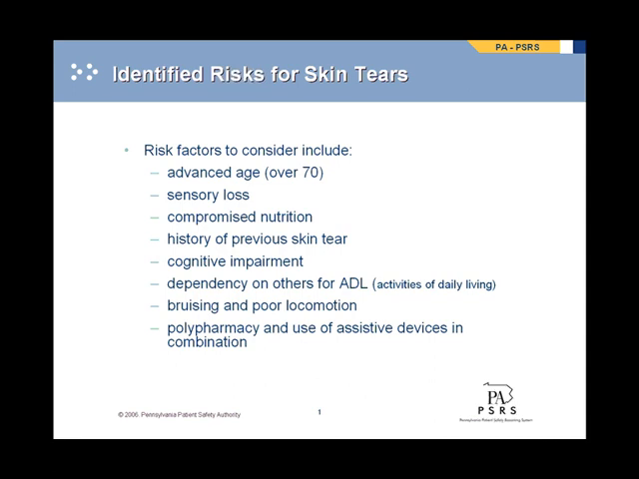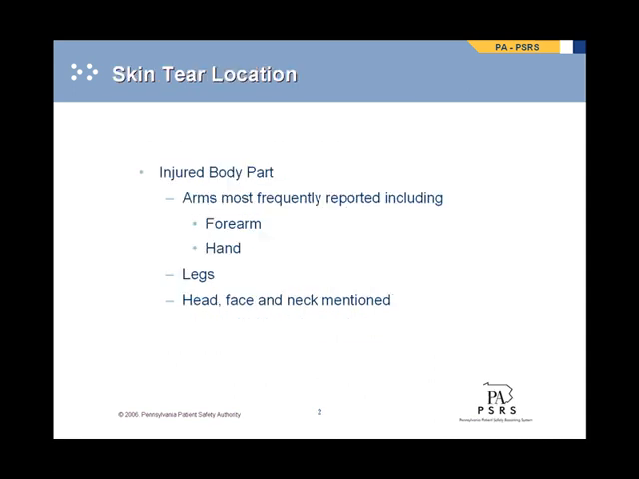What other information is available? Consider which body part is at greatest risk of a skin tear. The upper extremities were mentioned in the PACERS data more frequently than any other body part, and this is consistent with the literature for the greatest risk of a skin tear. Both the forearm and hand are frequently mentioned. The lower extremities are also at risk of skin tear, as are the head, face, and neck, which are most often injured when securing endotracheal tubes.